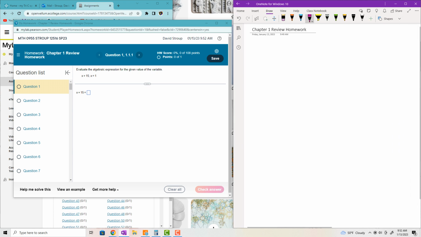Okay, so for this first set of problems, all you're doing is substituting in values. So you have x plus 15, and then they say substitute in, so that colon is just another way for them to say substitute in the value x equals 1. So wherever you see the variable x, you're going to put a 1, and then you're going to simplify. So instead of writing x plus 15, I plug 1 in for x, I'll have 1 plus 15. And then all you have to do is add them together, so you'll get 16.